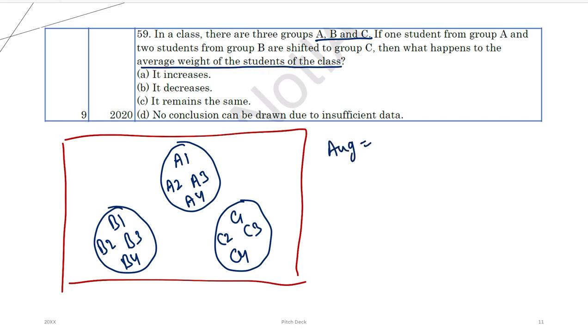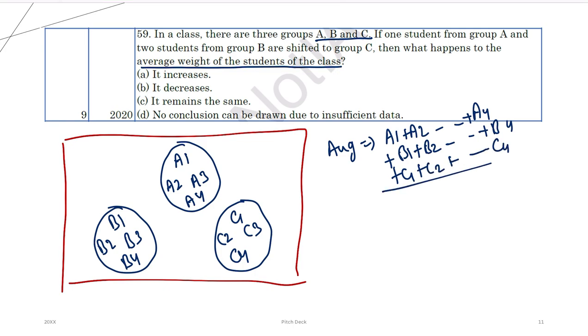The average weight of the class is A1 plus A2 till A4 plus B1 plus B2 till B4 plus C1 plus C2 till C4, divided by the total 12 students. They are divided into groups themselves, but this is how you get the average of the class: total weight of the students divided by the total number of students in the class.